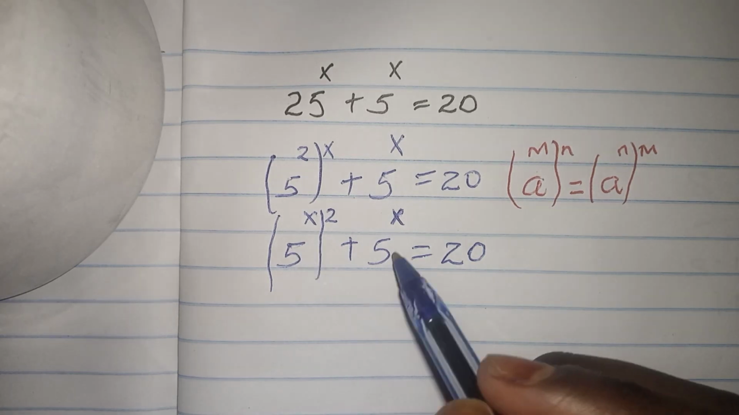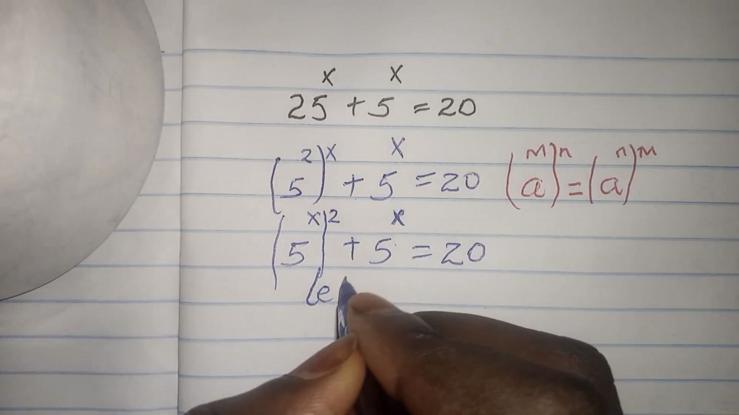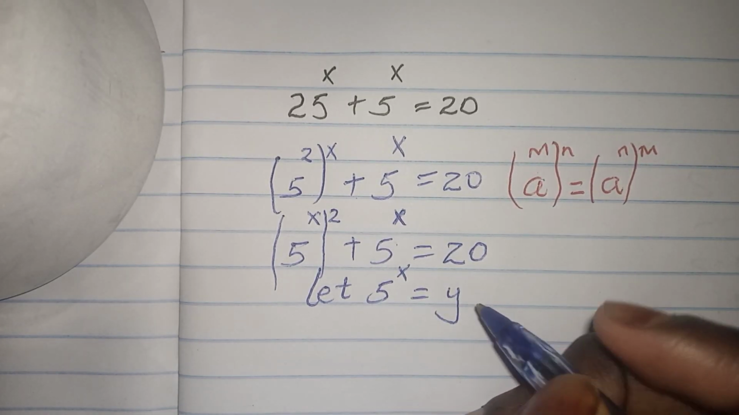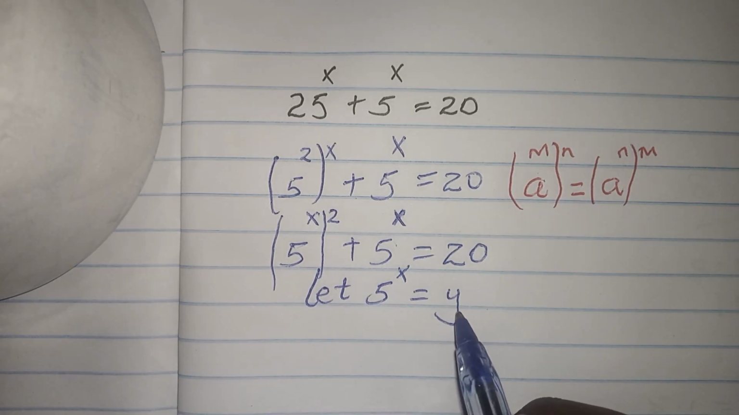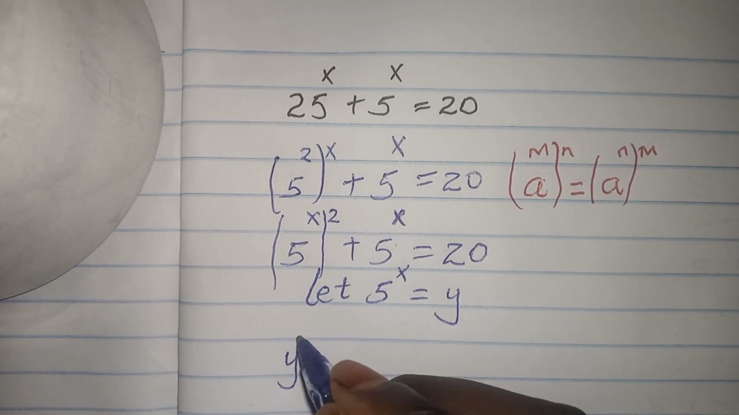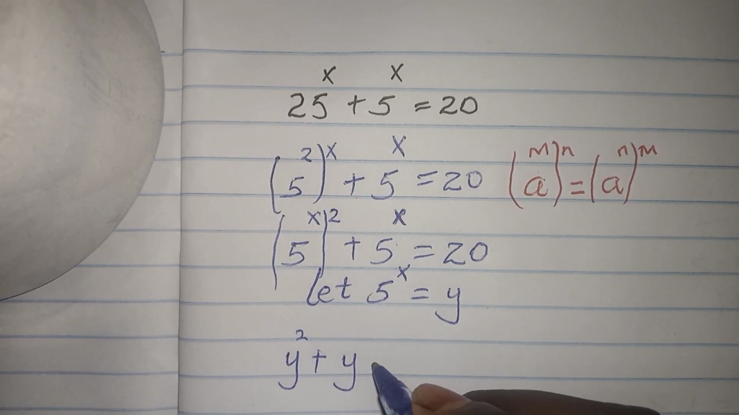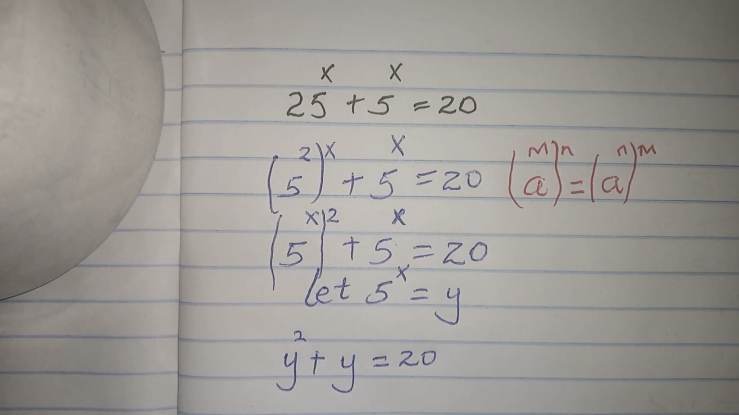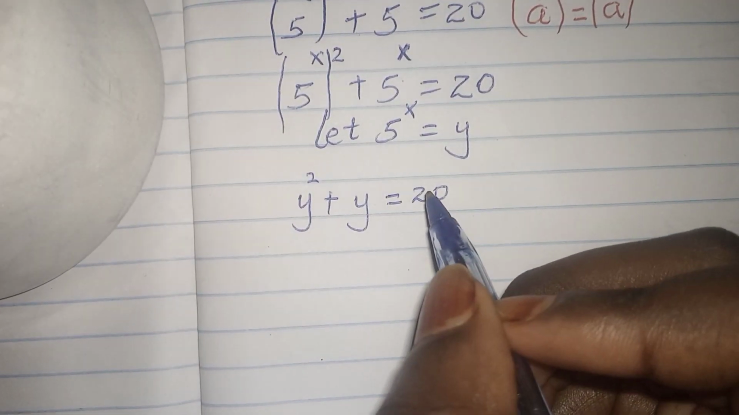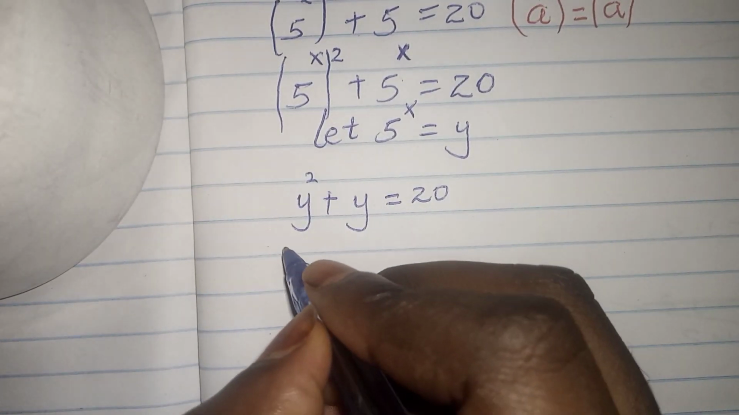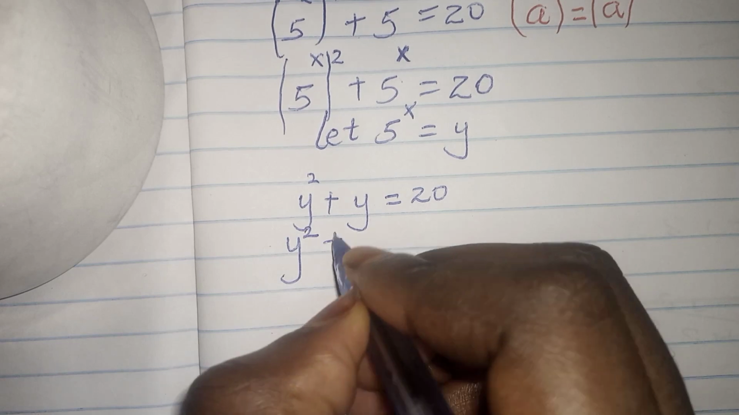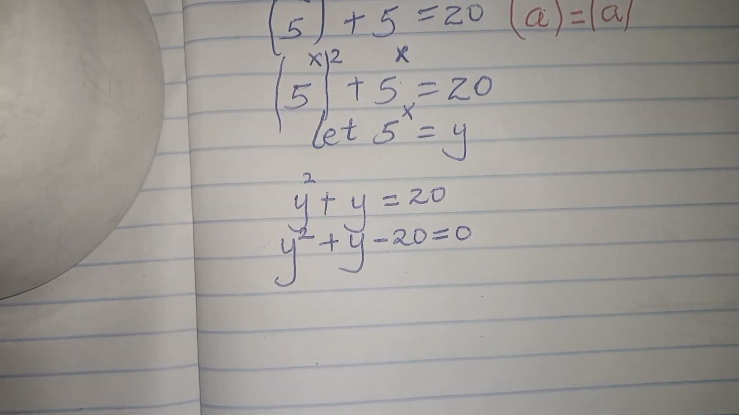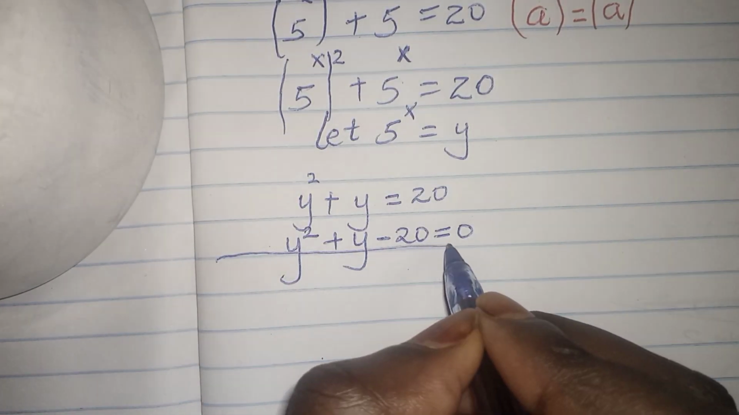So 5 to the power of x is common here, so we'll say let 5 to the power of x be y. Okay, 5 to the power of x be y. So we are going to substitute this y in this equation. So y squared plus y is equal to 20, right? I want to form a quadratic equation. I can bring this 20 to the other side. So this will be y squared plus y minus 20 is equal to 0. Okay, so this is a quadratic equation and we can solve it.